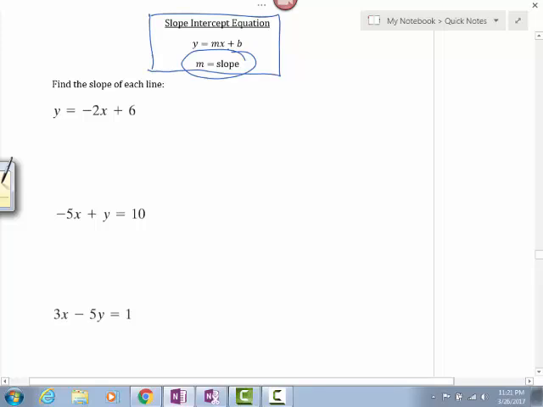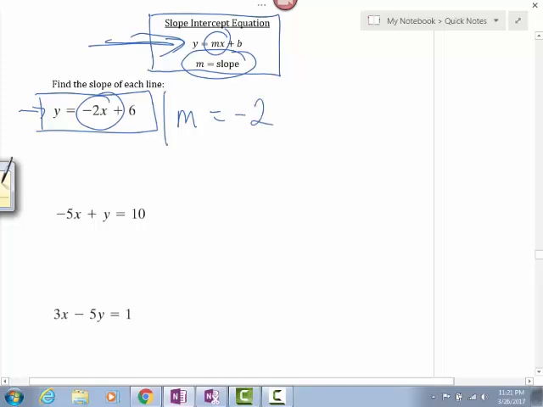Okay, so my first thing here is I'm going to look at this problem that I have here, and I want to compare it to that equation. And the question that I want to ask is, is this equation here already in that form right there? And it appears as if it is because the letter y is by itself. So if I do a little stare and compare, m, which if you notice here is the number in front of the x, my m here would be the number -2. And so all I'm trying to do is find the value of m. That's the slope of my line. So my slope here would be -2.